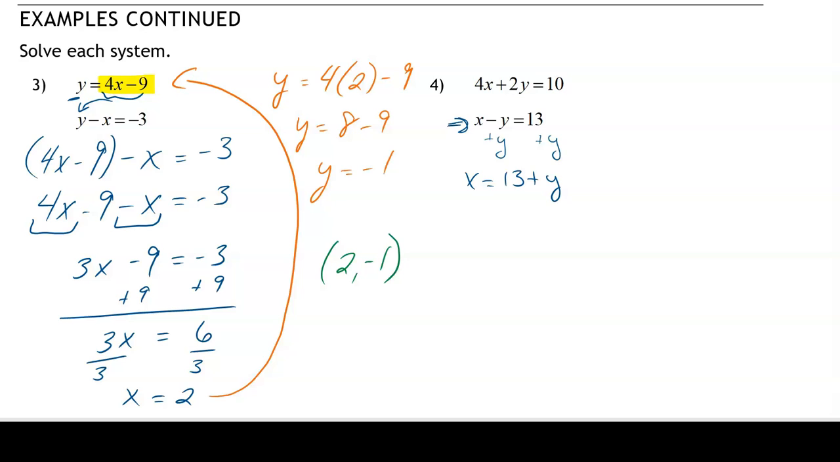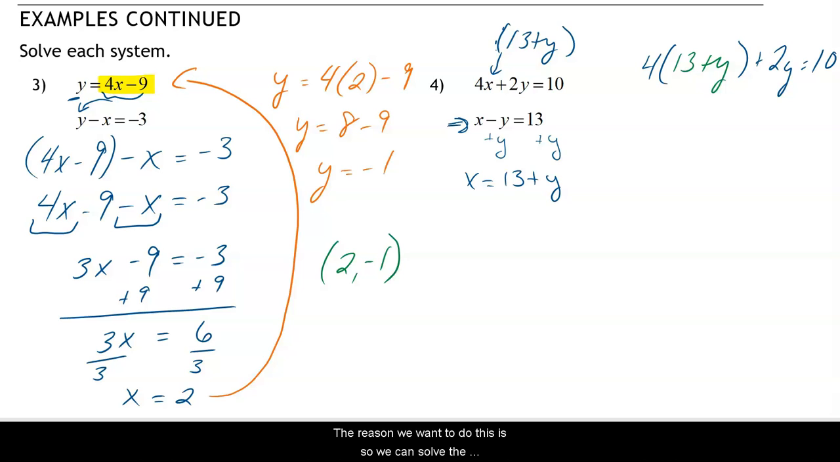So that means in my first equation, anywhere I see an x, I can plug in that 13 plus y. Okay. So then to solve, that means I would have 4 times 13 plus y plus 2y equals 10. Okay. The reason we want to do this is so we can solve the equation with just one variable. We can't solve an equation when it has two variables.